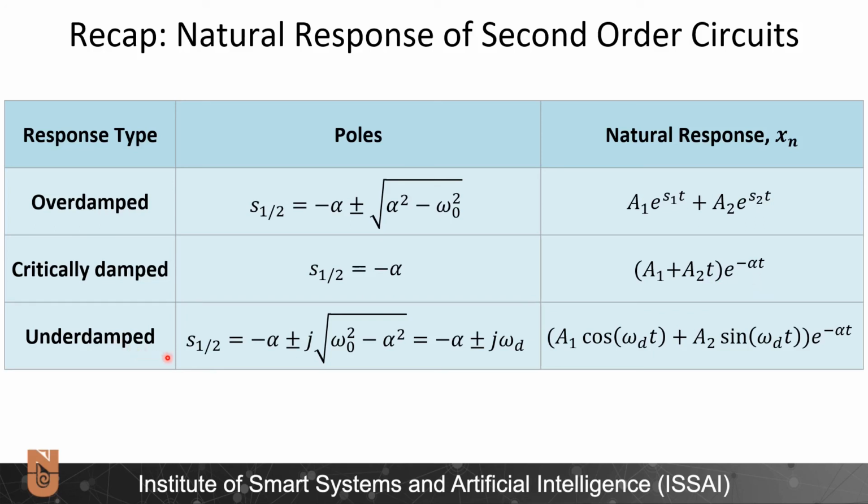For the underdamped case, I have a complex response. The poles are s1 and s2 equal to minus alpha plus minus j omega d. Here j is the square root of minus 1, the imaginary number. And therefore the response is an exponential decay, e to the minus alpha t, multiplied with an oscillation, a1 times cosine omega d t plus a2 times sine omega d t.